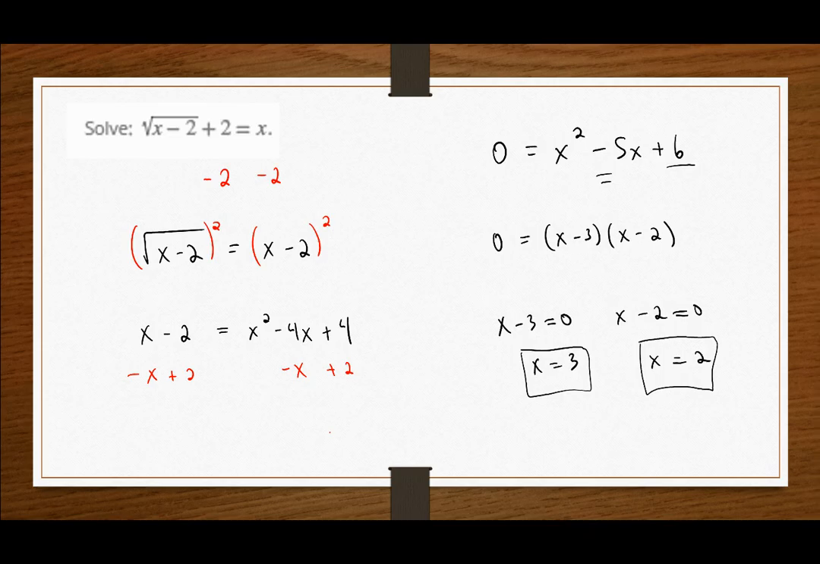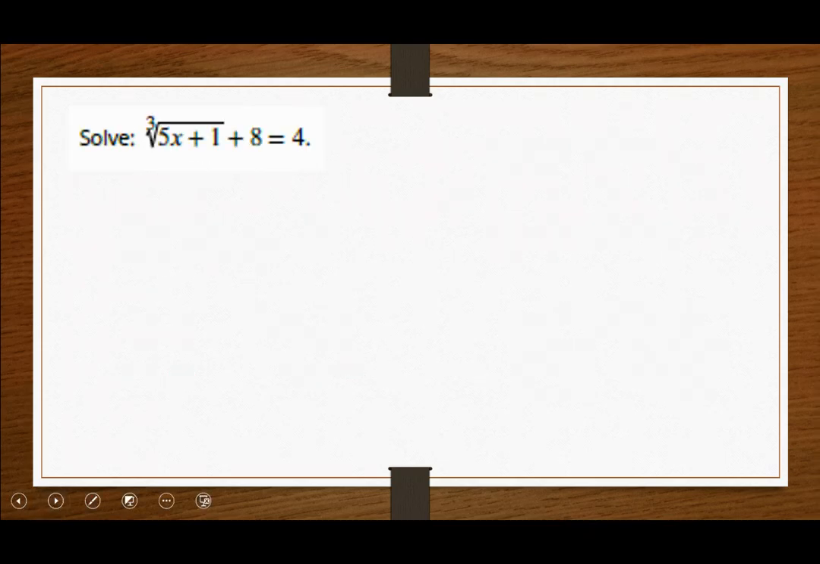Let's look at the next slide. In this case, I have not a square root, but a cube root. There's really not much difference in this problem versus the last ones. Again, we want to start by isolating that root expression. So we can subtract our constant from each side here. To do so, we end up with cube root of 5x plus 1 is equal to negative 4.